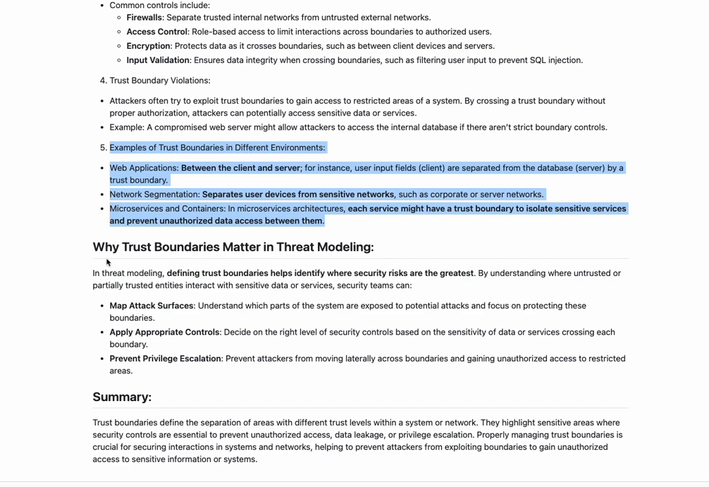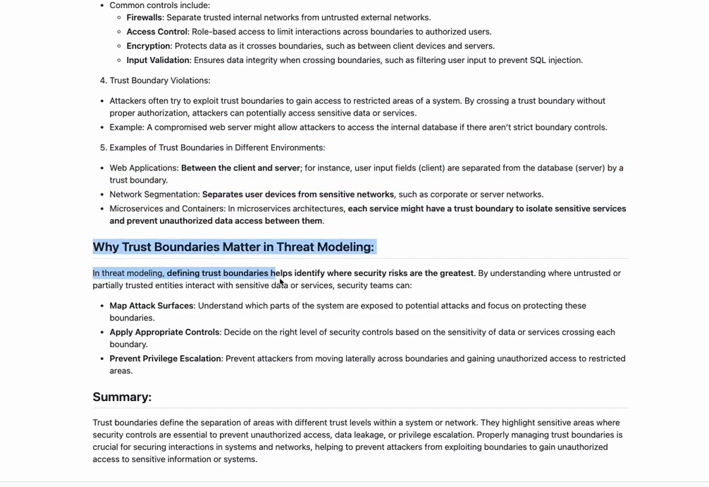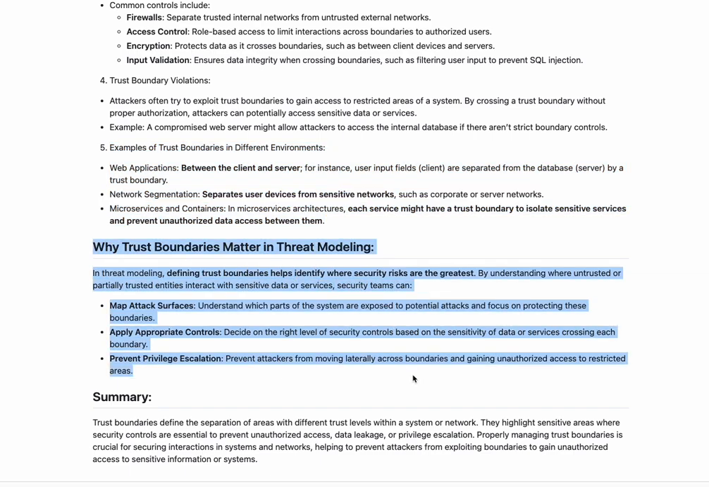Why trust boundaries matter in threat modeling? In threat modeling, defining trust boundaries helps identify where security risks are the greatest. By understanding where untrusted or partially trusted entities interact with sensitive data or services, security teams can map attack surfaces, understand which parts of the system are exposed to potential attacks, and focus on protecting these boundaries.